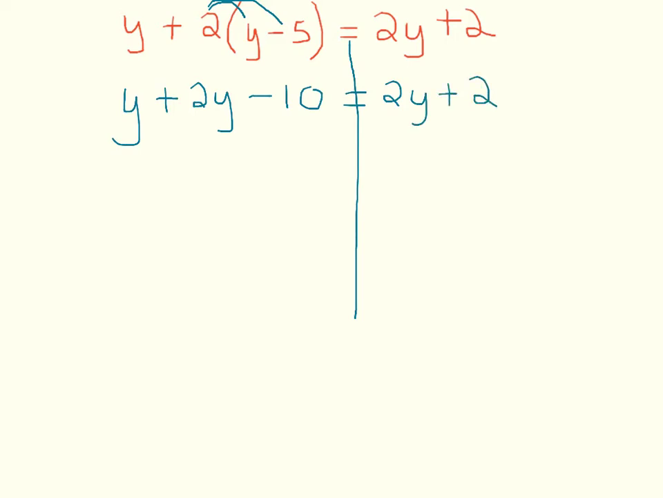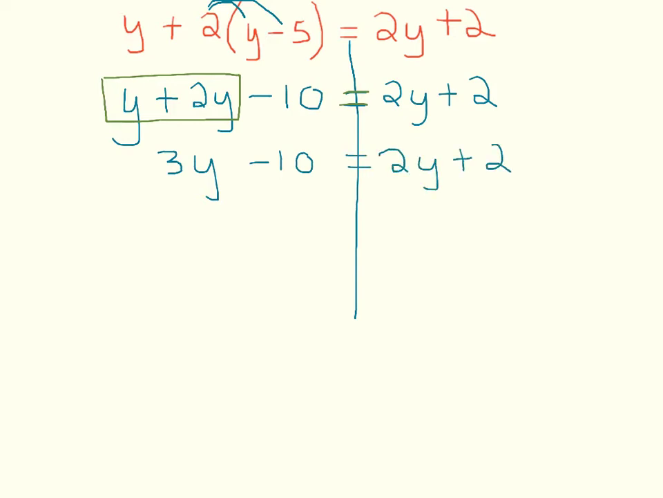After you distribute, look to see if you can combine like terms that are on the same side of the equal sign. And in this case, on the left side, we have like terms that we can combine. y plus 2y is 3y. So 3y minus 10 equals 2y plus 2. So we distributed, combined like terms on the same side, and now we have to move our variable onto one side. So let's move 2y over by subtracting 2y on both sides.